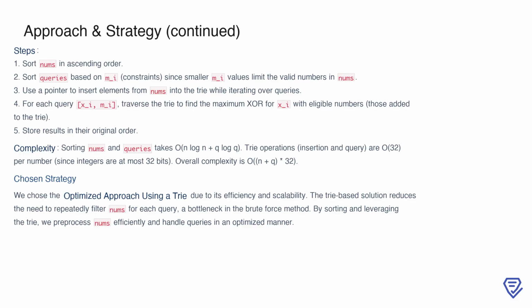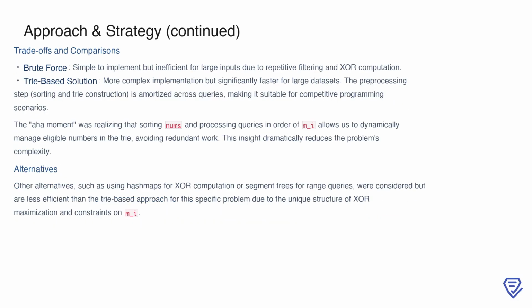The sorting steps take O(n log n + q log q), and the tree operations, both insertion and query, are O(32) per number, since integers have a maximum of 32 bits. As a result, the overall complexity of this approach is O((n + q) * 32), making it highly scalable for large inputs.